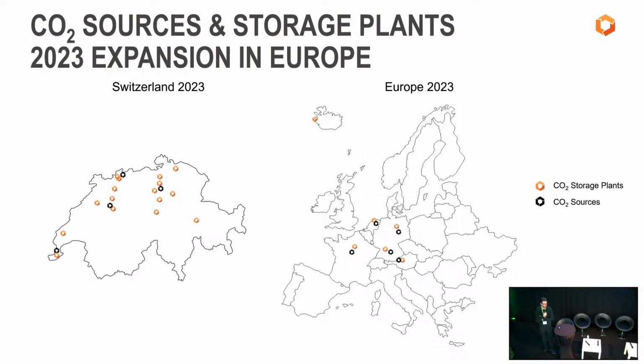So generally, where are we active? The orange dots are the sink projects, so all the carbon recycling plants, and the black dots are the source projects, so all the biogas plants. This year in Switzerland, we currently have 3 biogas plants running, and roughly 7 sink projects, and we aim to have 2 to 3 more biogas plants, as well as roughly 15 plants in the market.